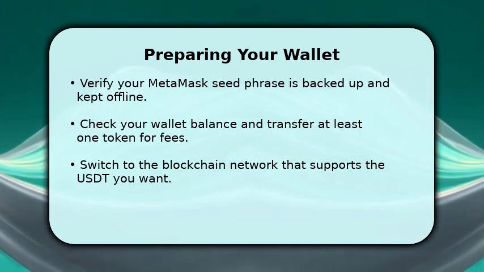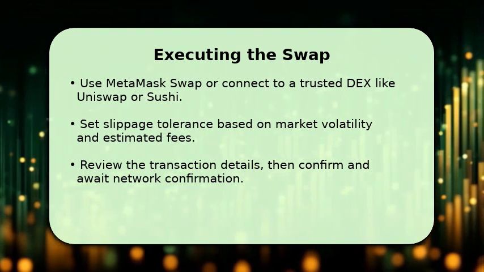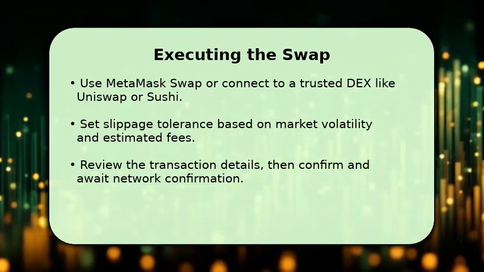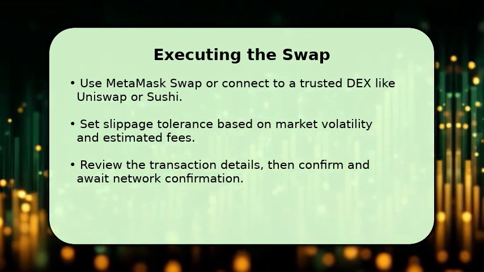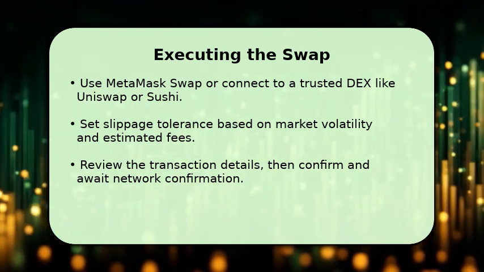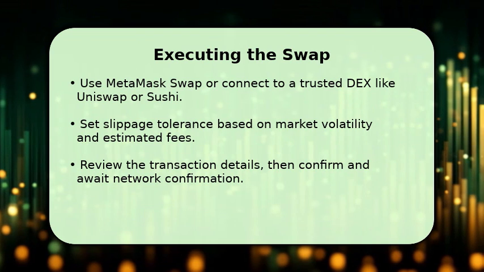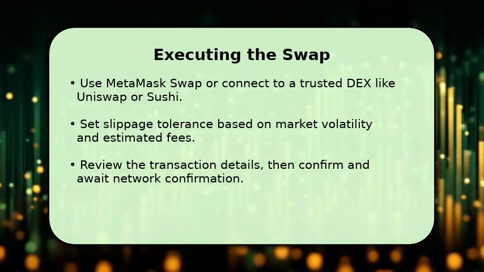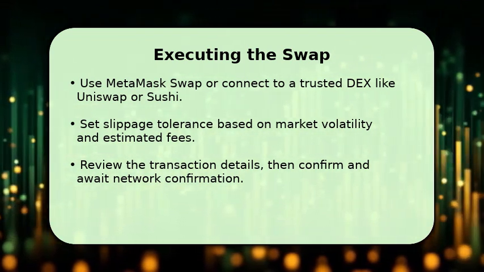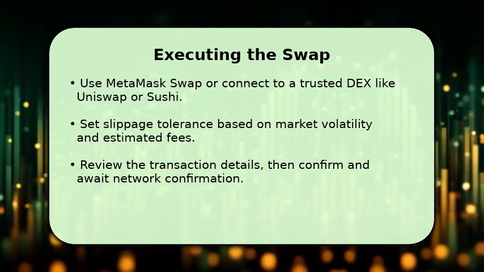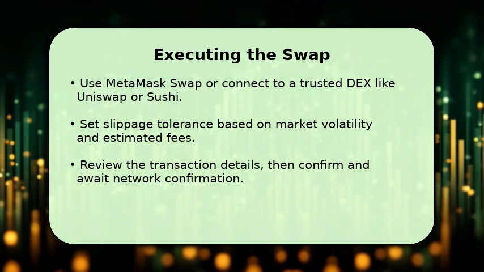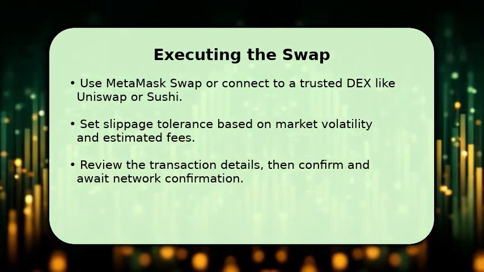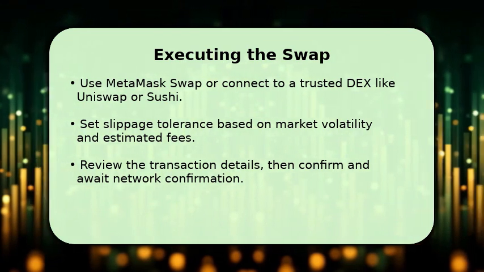Choose MetaMask Swap for convenience or connect to a trusted DEX for more control. Enter the amount of ETH or token to swap for USDT and check the estimated receive amount. Adjust slippage tolerance to accommodate price movement, then review gas fees and the token contract address. Confirm the transaction when you feel comfortable, monitor the pending status, and wait for network confirmation before using or transferring your USDT.